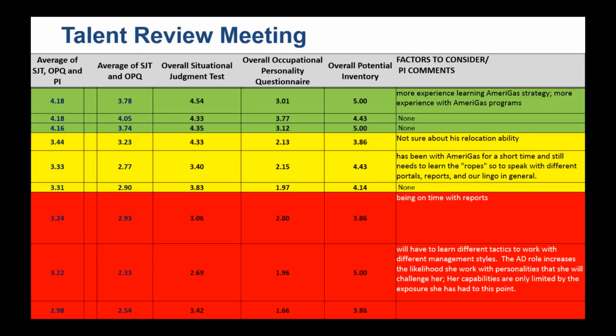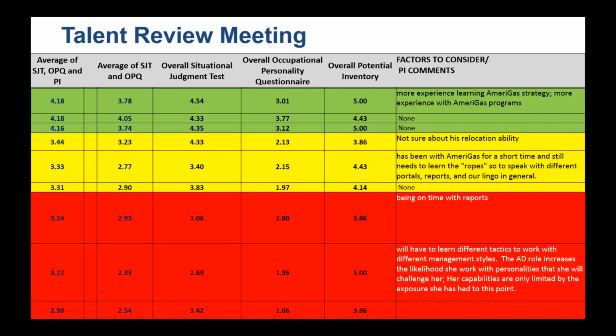We give them just the overall situational judgment results, just the occupational personality questionnaire, and then they get the overall potential inventory. So they can see each score individually as well as the overall, and the comments that are put there generally come from the manager based on the potential inventory comments. Here you can see, again, the green are people who seem to make the cut, yellow are people who are sort of in that kind of gray area, mixing my metaphors, and red are people who don't make the cut.